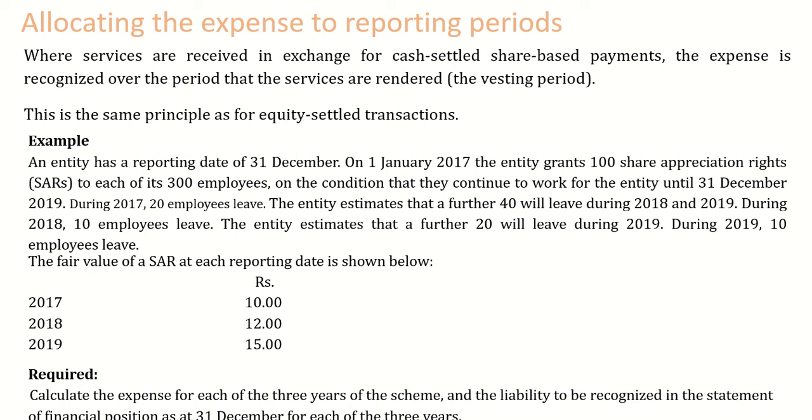Okay, look at this example. An entity has a reporting date of 31st December. On 1st January 2017, the entity grants 100 share appreciation rights. Remember, in the exam, when you see the words share appreciation rights, what should come to my mind is that this should be a cash settled share based payment, not an equity settled share based payment. In the equity settled share based payment, what did we do?